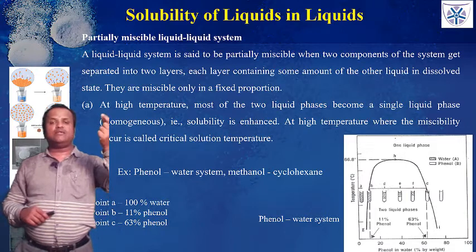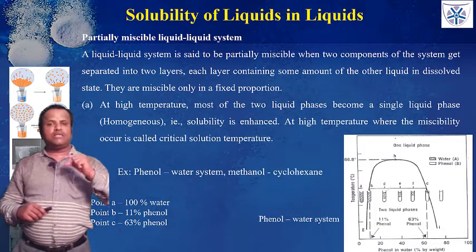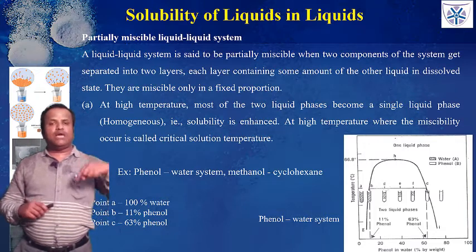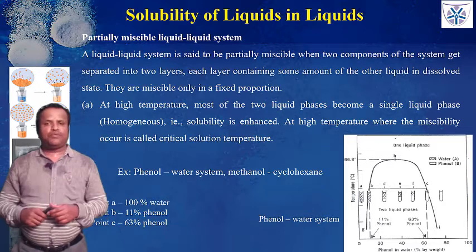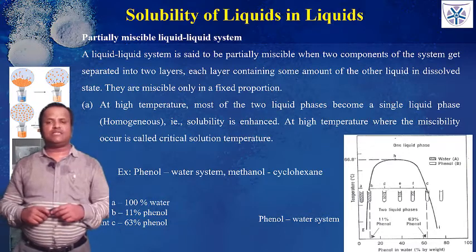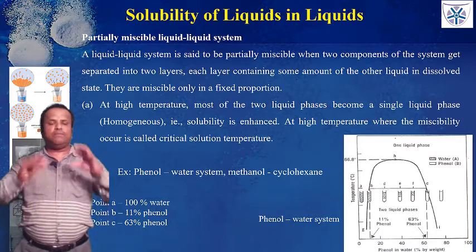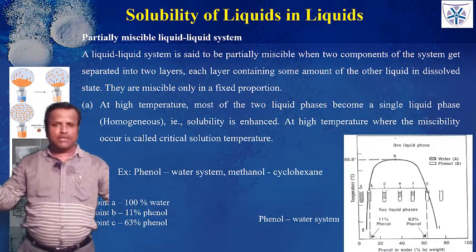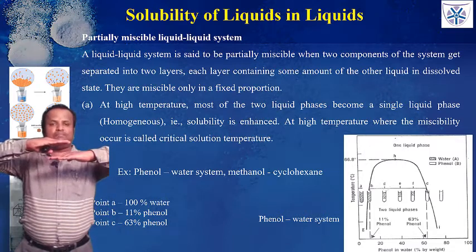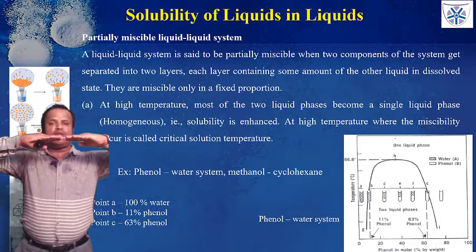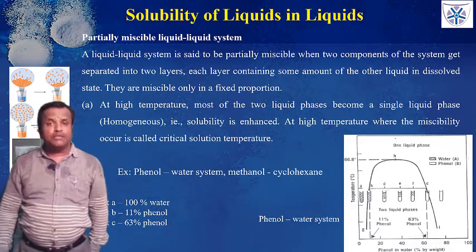10% of A is dissolved in component B, and in the same way 10% of component B is dissolved in component A. At high temperature, the two liquid phases become a single liquid phase. While increasing the temperature, the partial miscibility will disappear and make a single layer. Two layers are there; once you increase the temperature, they become one layer. There is no double layer. Only one layer will appear in the solution.